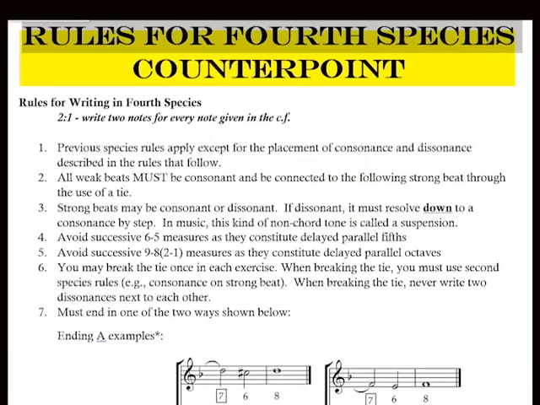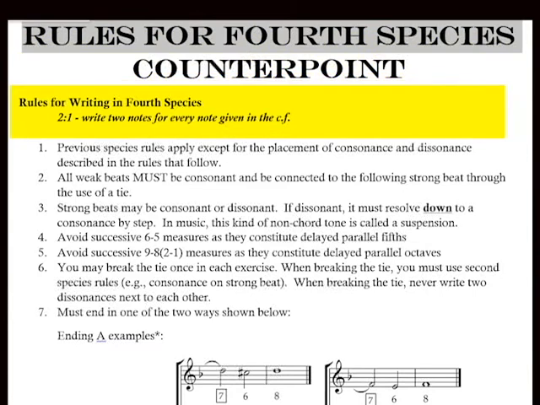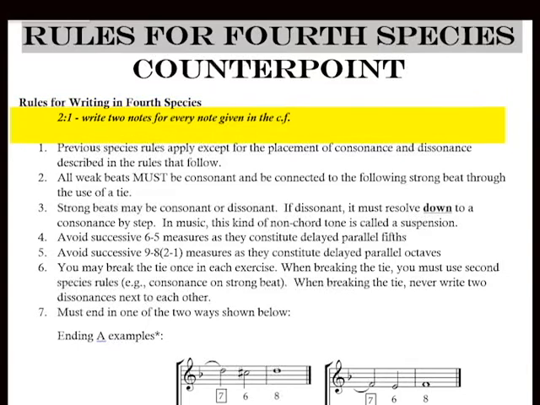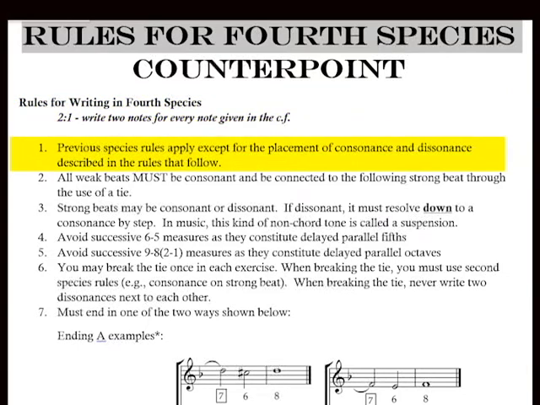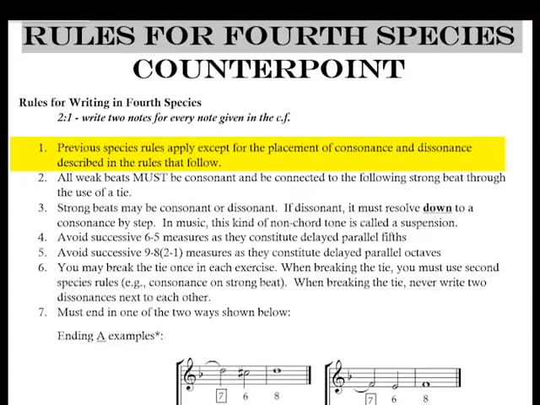Let's now take a look at all of the rules governing fourth species counterpoint. Just like in second species, for every one note that you're given in the cantus firmus, you're to write two notes. And rule number 1 says that the previous rules that we've learned in terms of parallel motion and melodic augmented and diminished intervals and so forth, they all apply to fourth species counterpoint. What doesn't apply, of course, is how consonants and dissonants are used and where they occur.